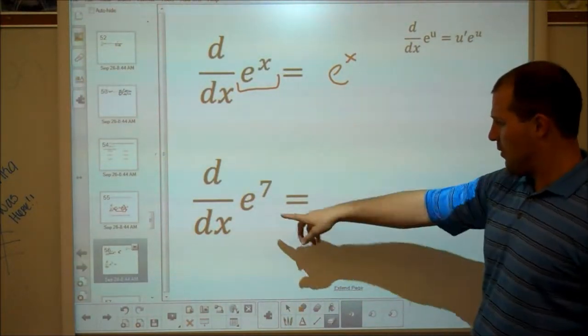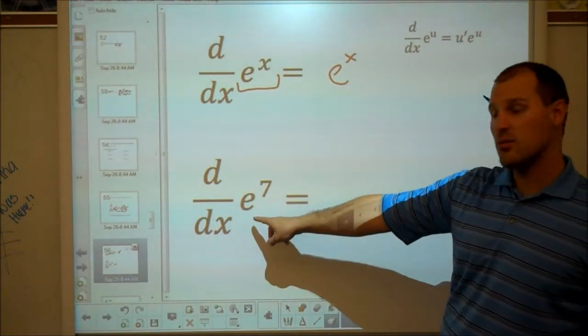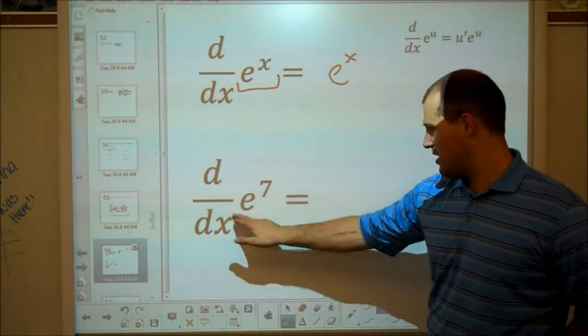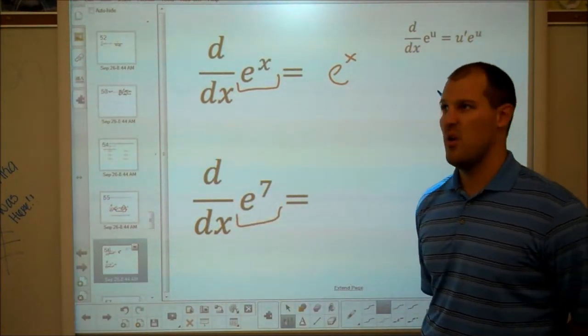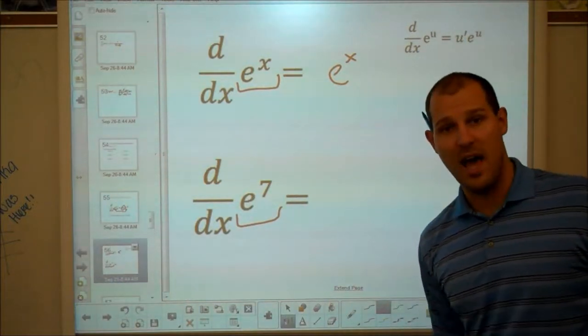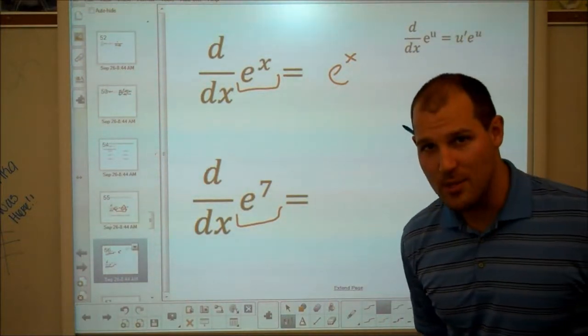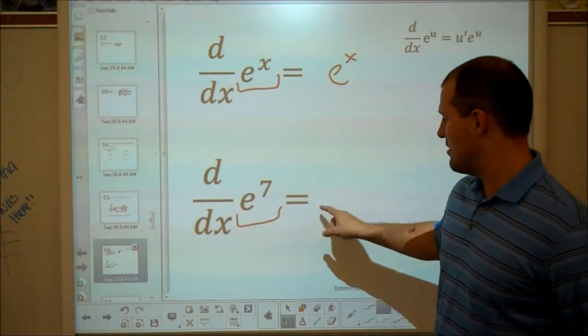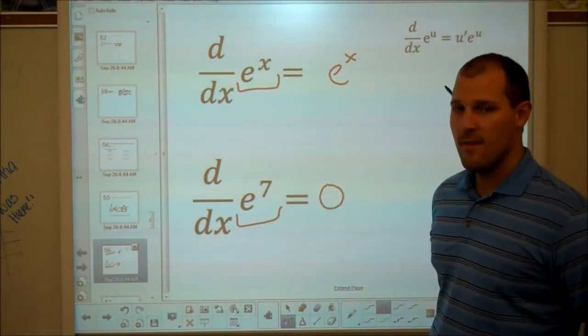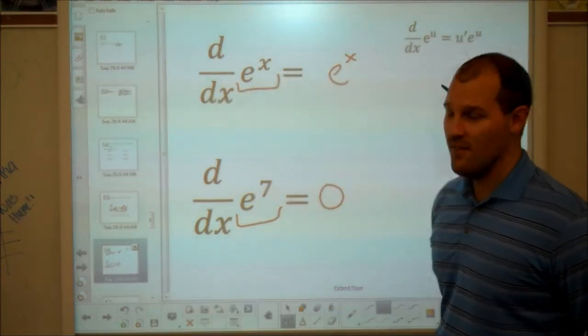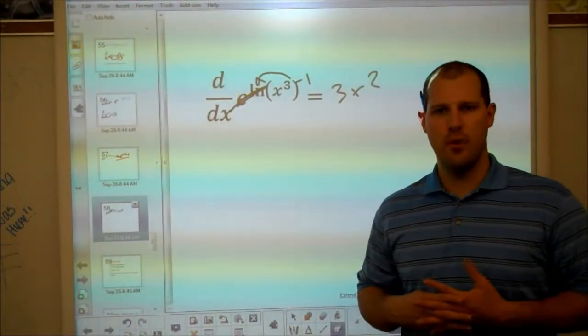There it is. Okay, what about this one? You can do all kinds of rules if you want, but be careful. What is e to the 7th? Is that an equation, an expression, a number, a variable? What is that? There's no variable at all, which means it's a constant. Derivative of a constant is 0. Done. One final note before we close.